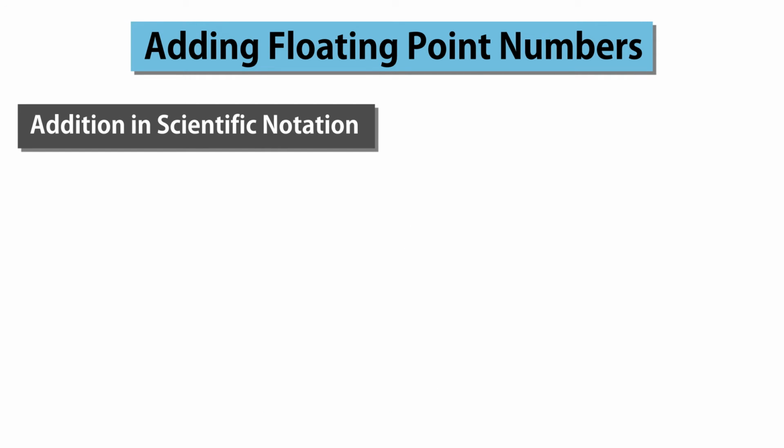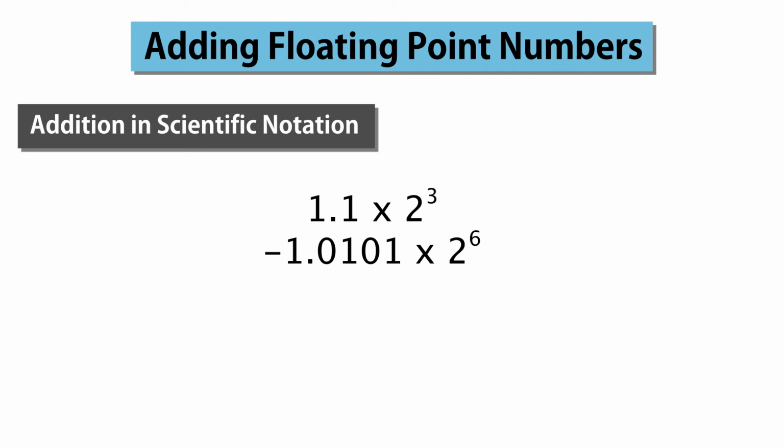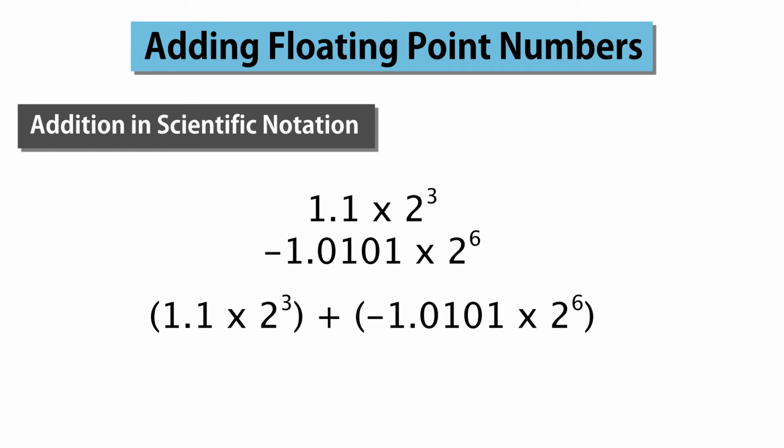Imagine we're adding the numbers in binary scientific notation shown here. As in the decimal case, we have to adjust the exponent of one of these so that they'll match. Let's adjust the factor of 2 to the 6th down to 2 cubed. We compensate by moving the binary point in the coefficient 3 places to the right, which gives us this number. Notice that it's no longer in proper scientific notation, but that's necessary here.